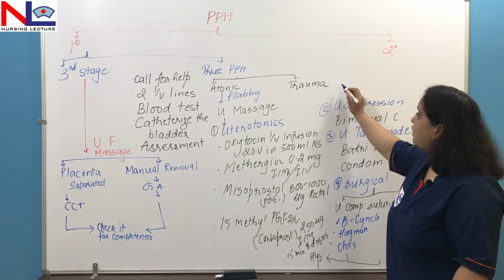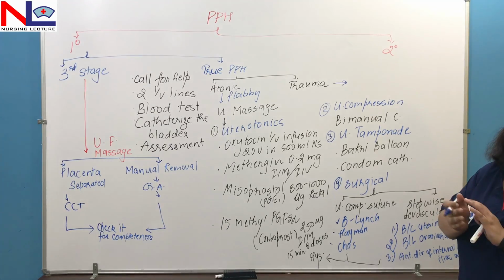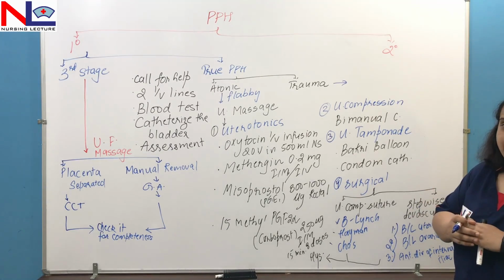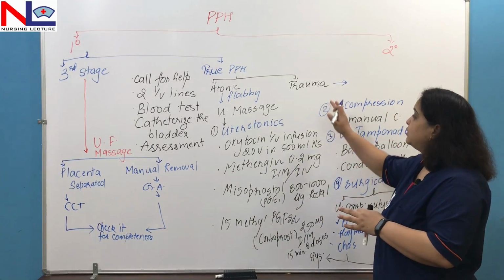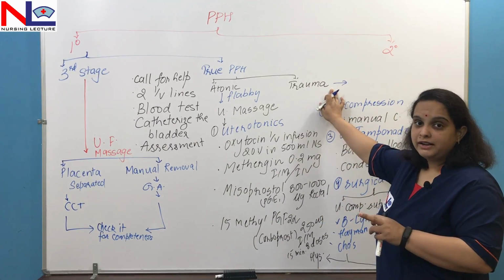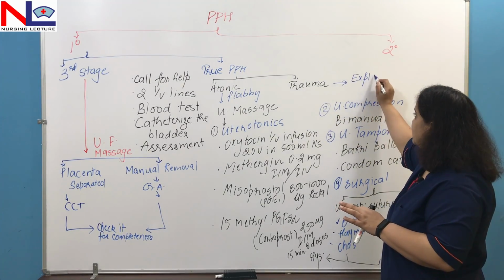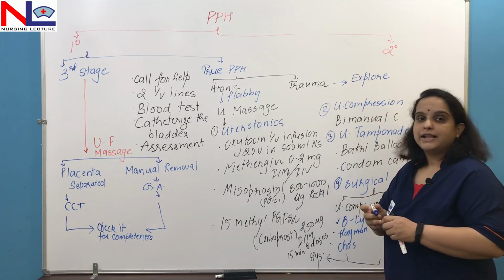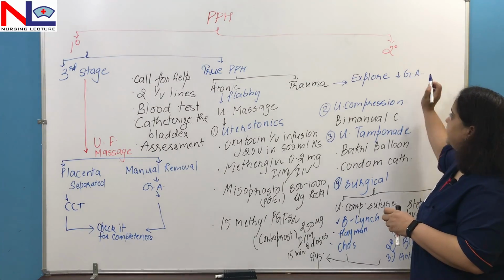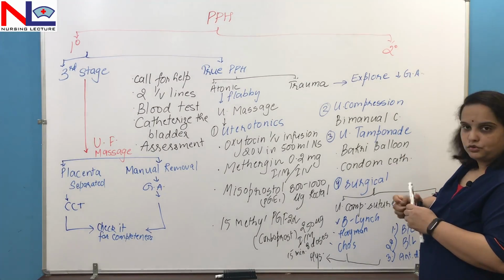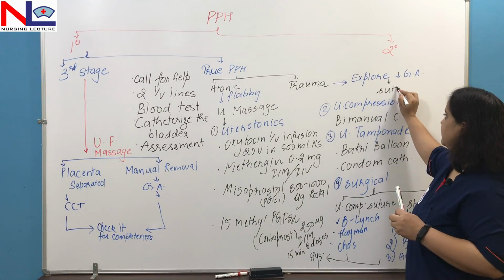But suppose the reason for this bleeding is trauma, where any tear is there in the genital tract, either in the cervix, in the vagina, in the perineum or in the uterus. If the trauma is the reason for the bleeding, then what we will do is explore under good vision, good lighting. So explore the whole structure under general anesthesia, and then we will suture it. Wherever the tear is there, we will suture it up.